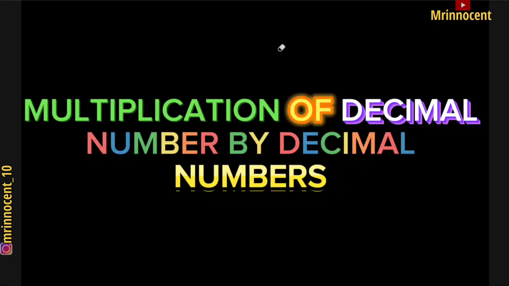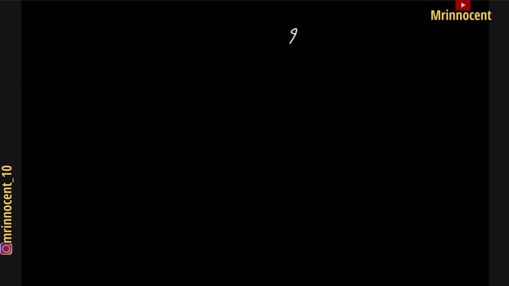Hello everyone, in this video I'm looking at how to multiply decimal numbers by decimal numbers. So you have 22.59 multiplied by 40.19. First of all, you have to multiply it as whole numbers.